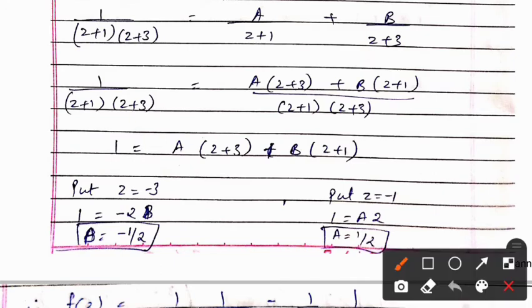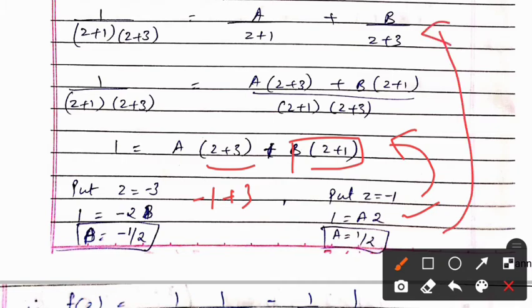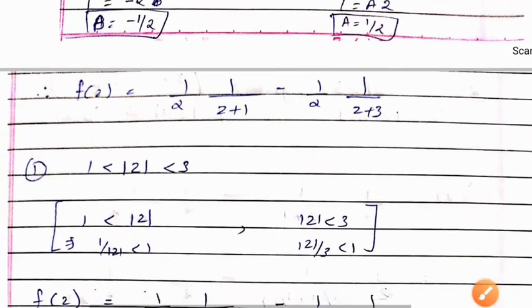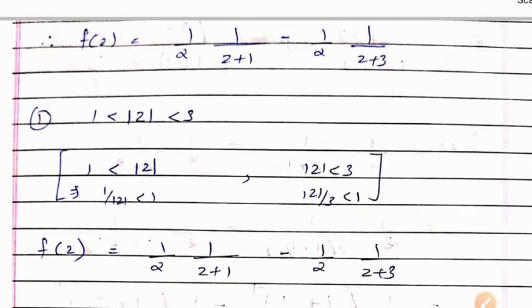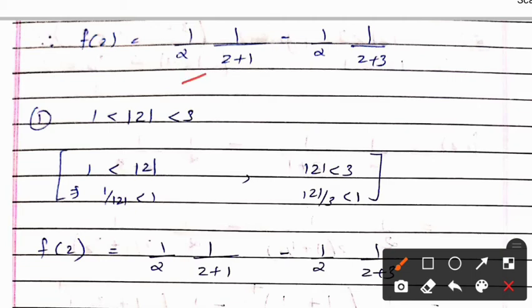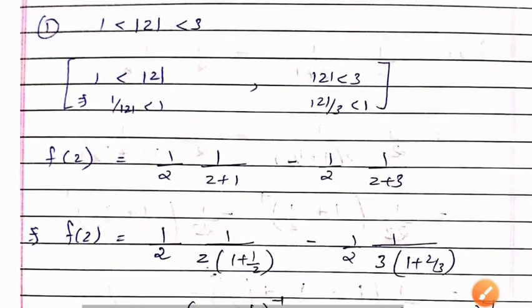In the same way, I take z equal to minus 1 and put this value in the equation, so b becomes 0. Minus 1 plus 3 is 2, so I get 1 equal to 2a, so a equal to 1 by 2. I put both values in this equation, so I get f of z as 1 by 2 into 1 upon (z plus 1) minus 1 by 2 into 1 upon (z plus 3). Now we will move towards our given regions.